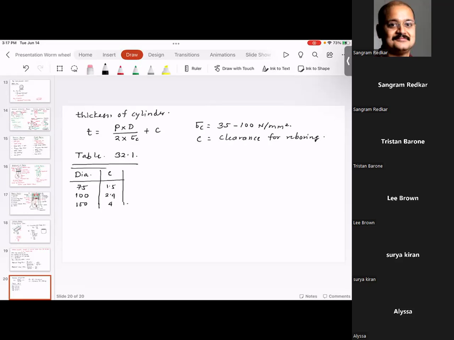Now, let's look at the way the engine is generating power. So what we have is, first we have a chemical energy.